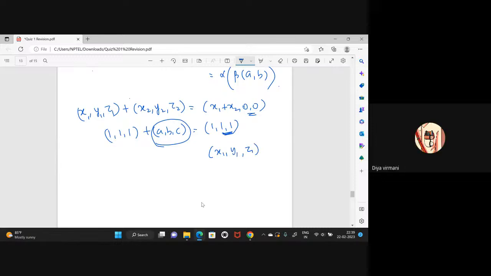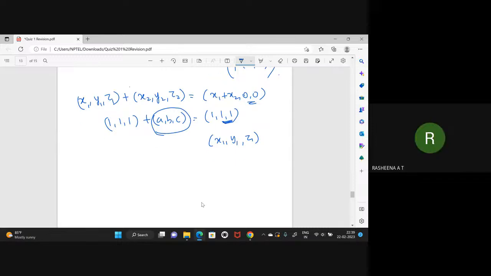Ma'am, there was another question like (x1, y1) plus (x2, y2), for addition it's defined as x1 plus x2 plus y1 plus y2. Usual addition, okay. Not usual addition. (x1 plus x2 plus y1 plus y2, x1 plus x2 plus y1 plus y2). Oh, adding all the entries. Yeah, adding all the entries. Is it this? So how can I prove that it's not a vector space?